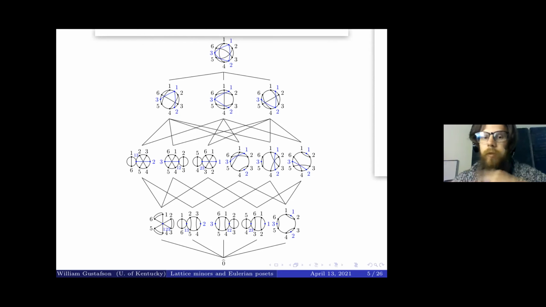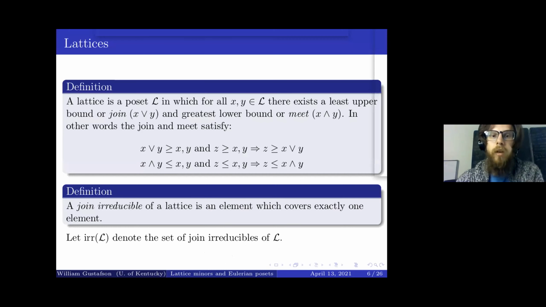All right, so hopefully now we're all sufficiently motivated, and so now I'm going to go into setting up some definitions and talk about this deletion and contraction for lattices. All right, so the definition of a lattice here is just a poset in which any two elements have a join, or least upper bound, and a meet, or greatest lower bound. Right, and that's what that means in symbols.